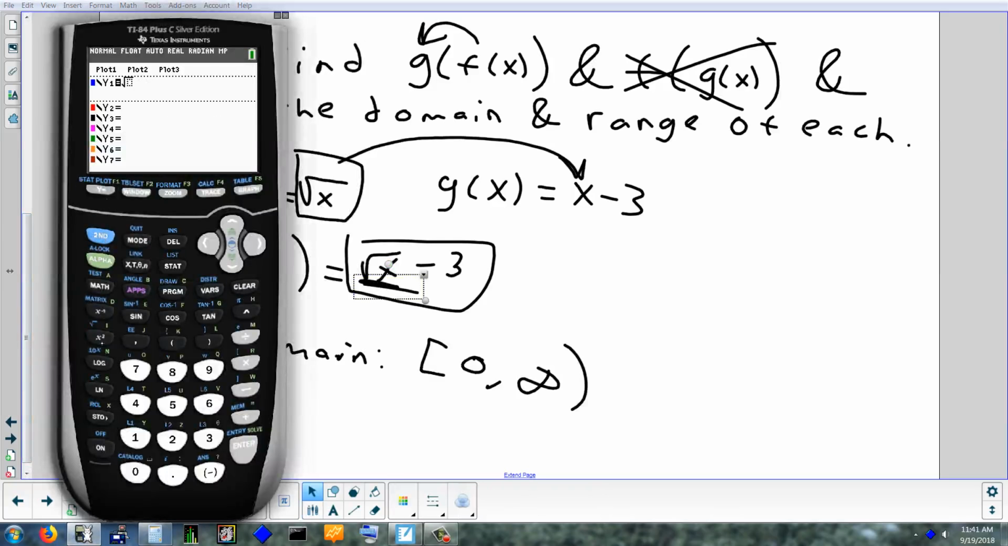So nothing funny canceled out, like a square root and a square, so we should be okay with that. Let's just type it in: square root of x minus 3. So I told you this is a square root function, shifted down 3.